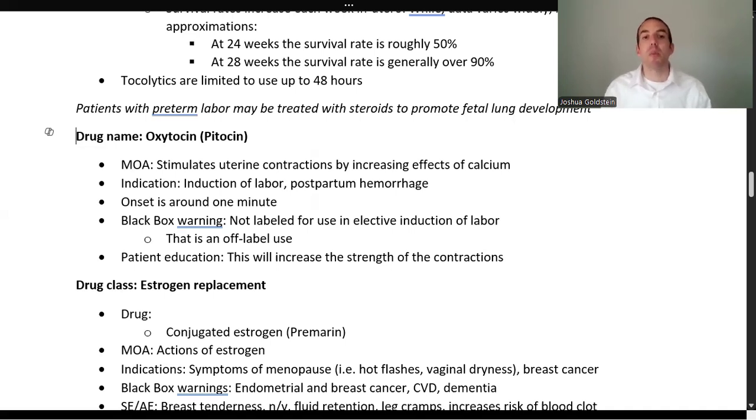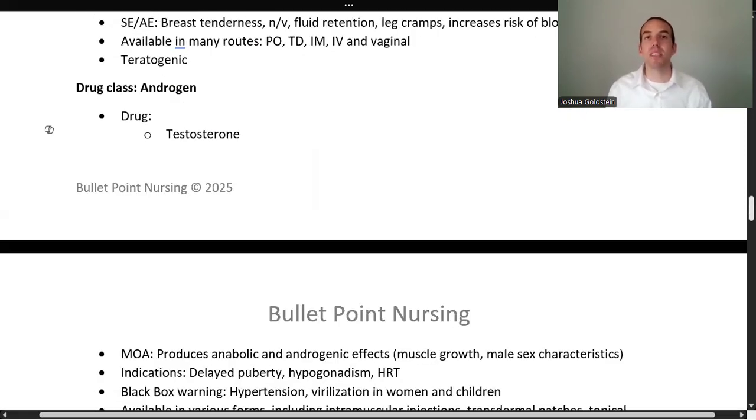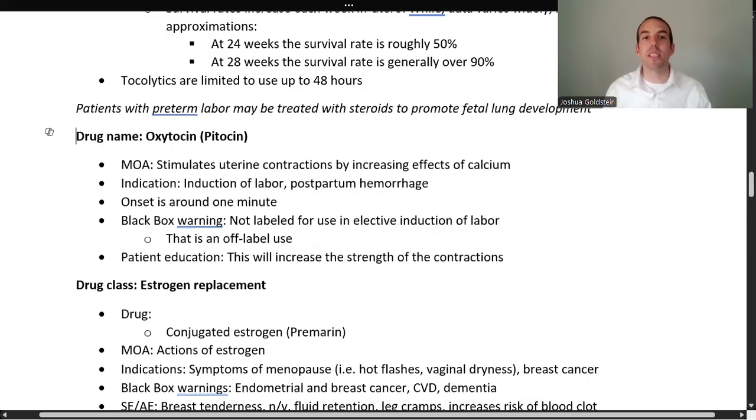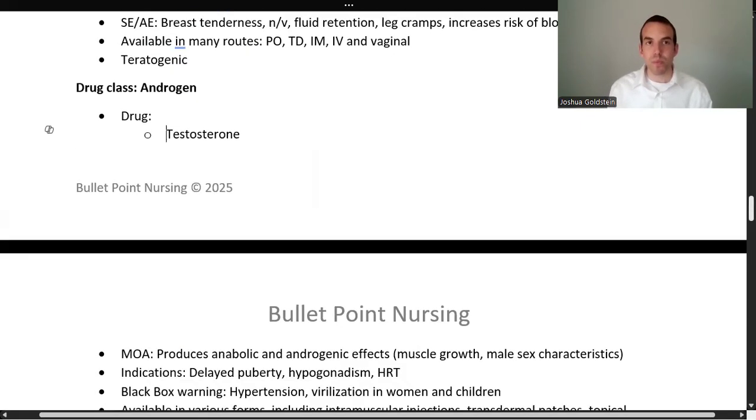The black box warning here is that it increases your risk of endometrial and breast cancer, of cardiovascular disease, and of dementia. It does have a whole list of side effects. Because it's an estrogen, you better remember that it increases your risk of blood clots. That is such a common test question. This medication is definitely teratogenic. You can't take it during pregnancy. Also, if you're dealing with a patient who's postmenopause, please educate the patient that calcium and vitamin D is almost universally recommended for this patient.